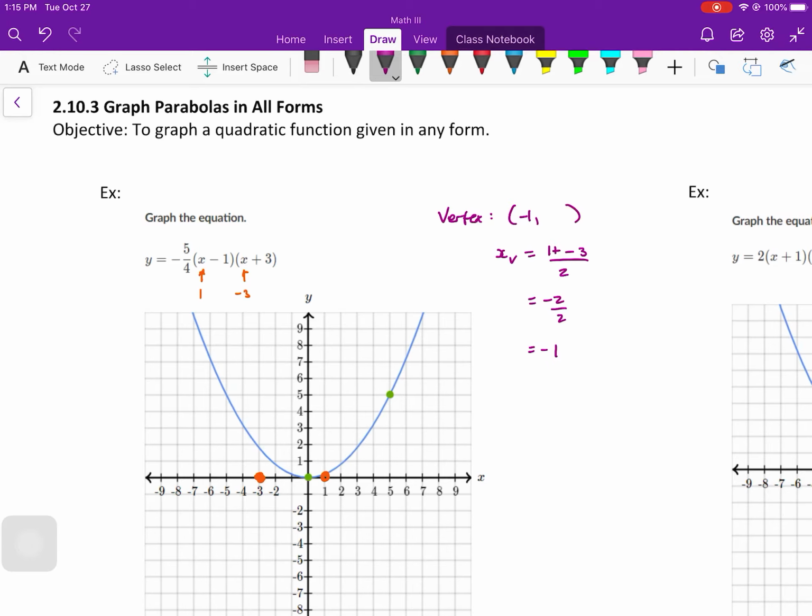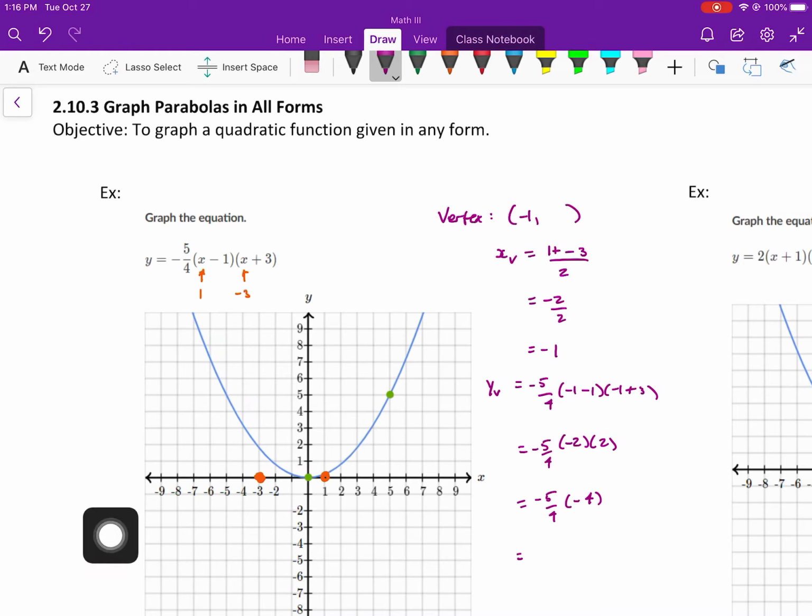We still need to come up with the y-coordinate. So what do we do for the y-coordinate? Well, for the y-coordinate of the vertex, I'm going to go ahead and just plug that in. And -2 times 2 is -4. And then those 4's will cancel. Negative times negative is positive, so that's going to be +5.